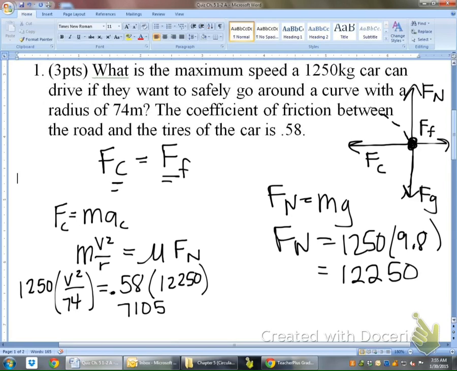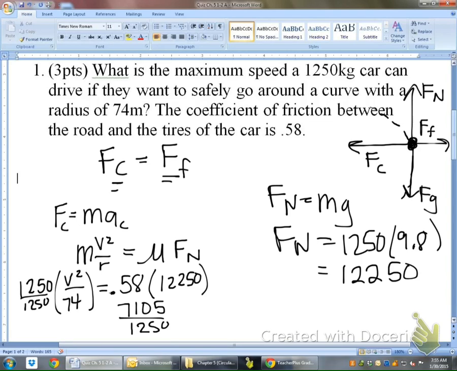I don't hear what you're saying. Multiply it. Find 74 and 1250. Multiply this out? Okay, you could. What I would probably do is go ahead and divide this 1250 out, just so I can get this whole term right here by itself. Okay, you can do it anyway. So I would take the 7105 divided by 1250.